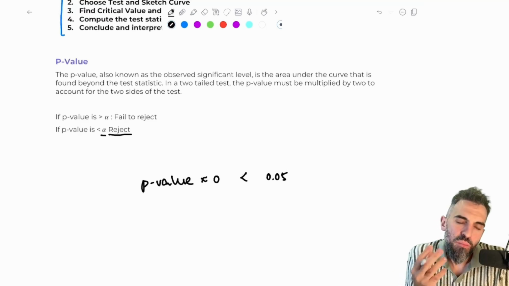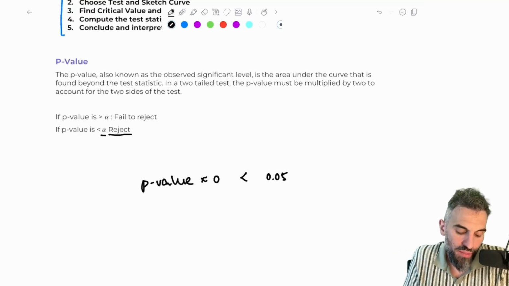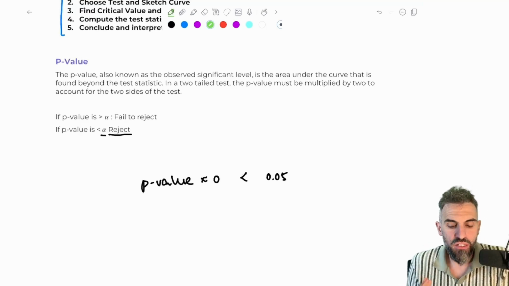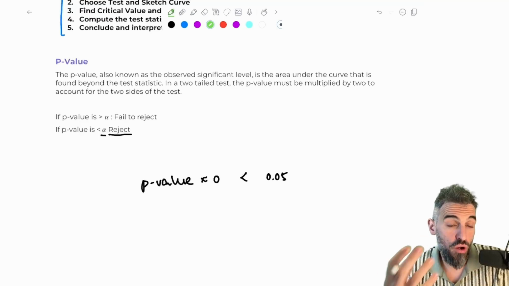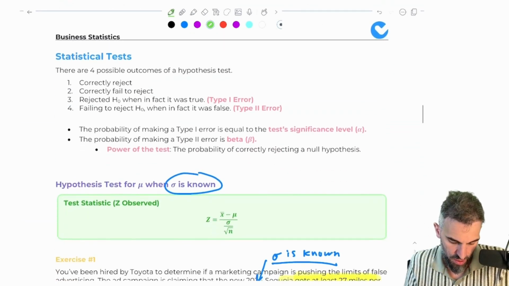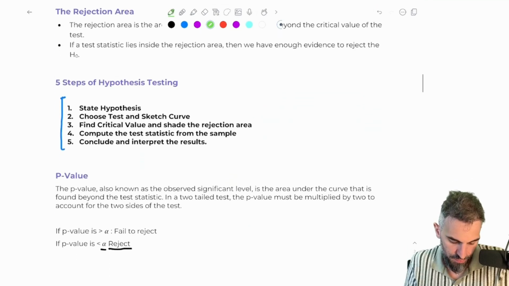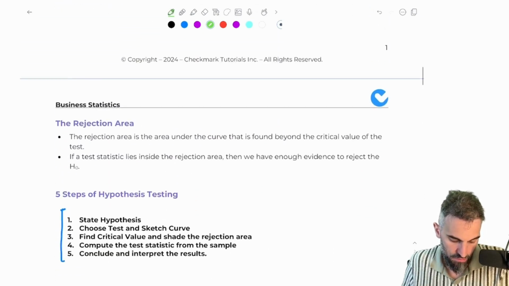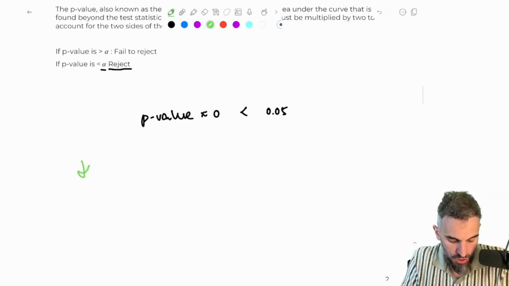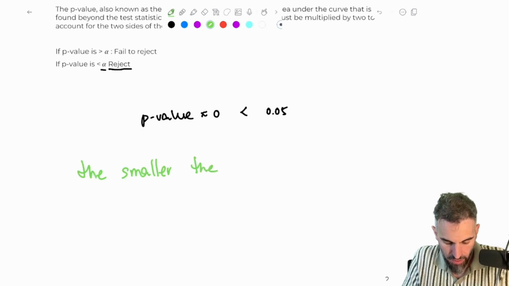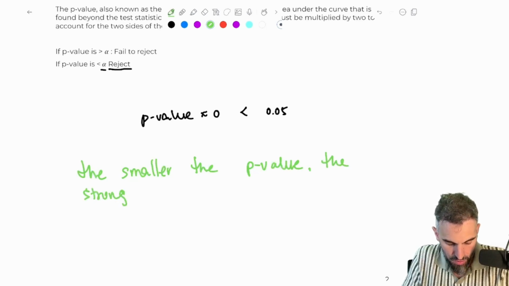But if you're looking at this saying, well, why would I do it this way? The p-value is meaningful because the smaller it is, the better or the stronger your evidence, okay? And do I have that written somewhere? No. Well, let's write it. The smaller the p-value, the stronger the evidence. Okay, so it's something to know.